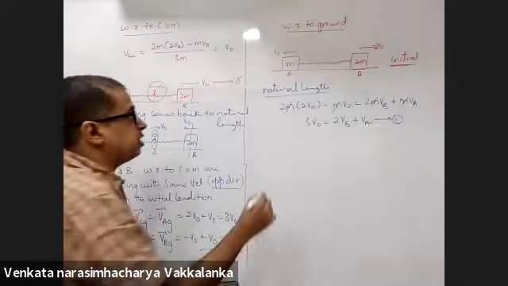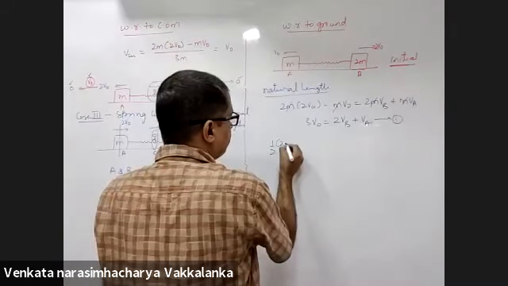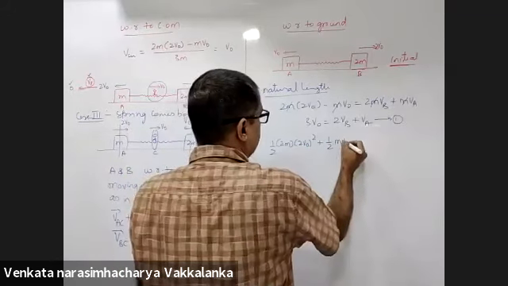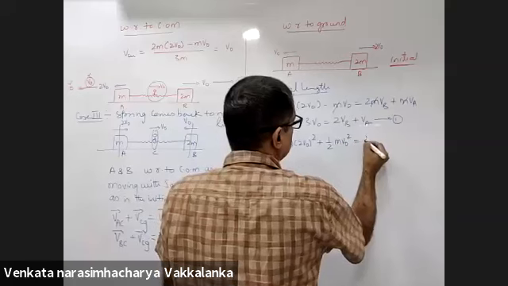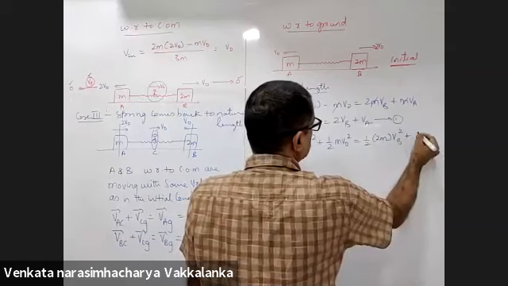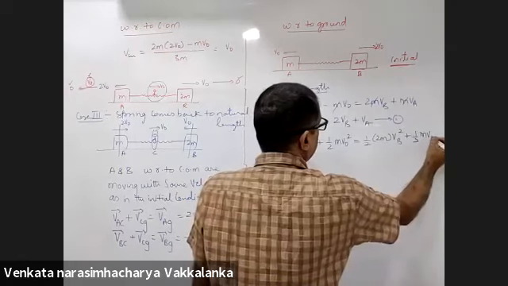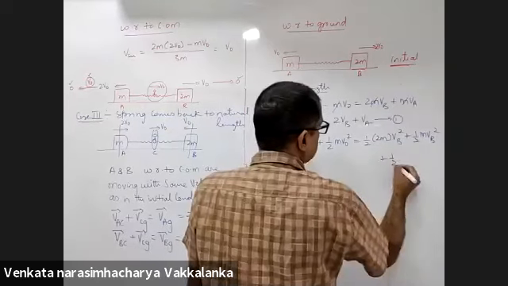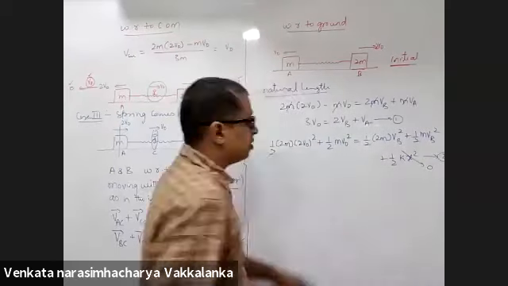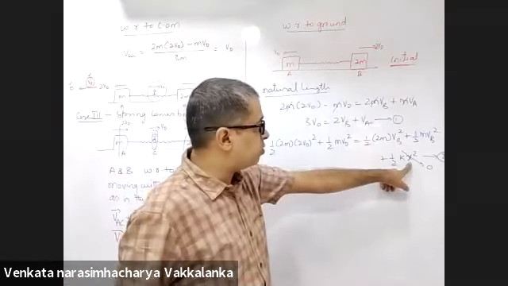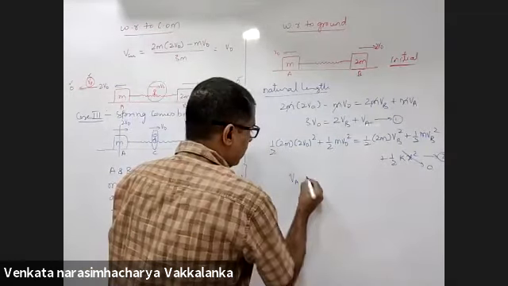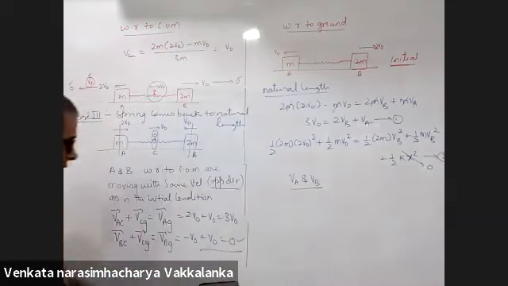What will your second equation be? Conservation of energy. Half 2m into 2V naught whole square plus half m into V naught square is equal to half 2m into velocity of B whole square plus half m into VA whole square plus half kx square, which will be 0. Why will you take half kx square to be 0? It has come to the natural length, so x will be 0. So you have two equations and two variables, VA and VB. Can you calculate VA and VB?